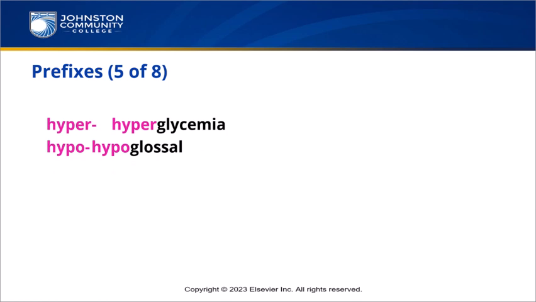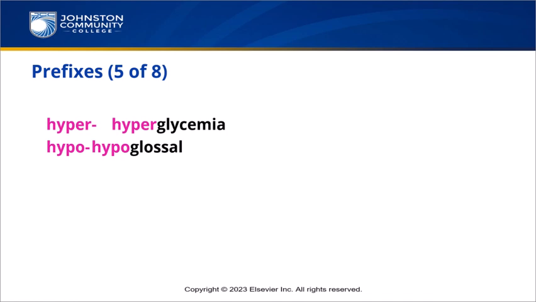Next we have two that can get confusing, so make sure you understand the difference between hyper and hypo. They look very similar but are very different. Hyperglycemia is a blood condition of excessive sugar. Hyper is that excessive part. Glyc is sugar and emia is blood condition.